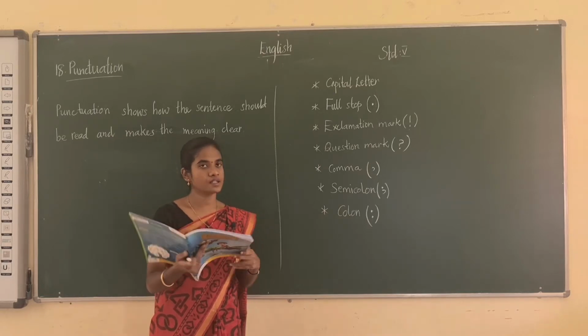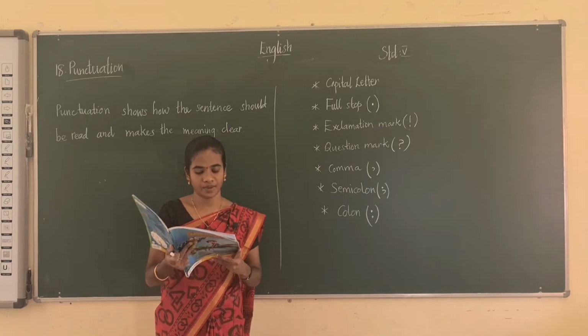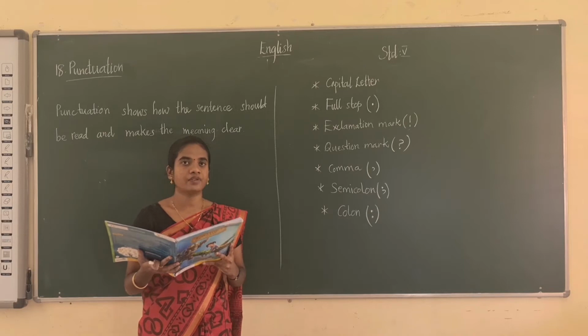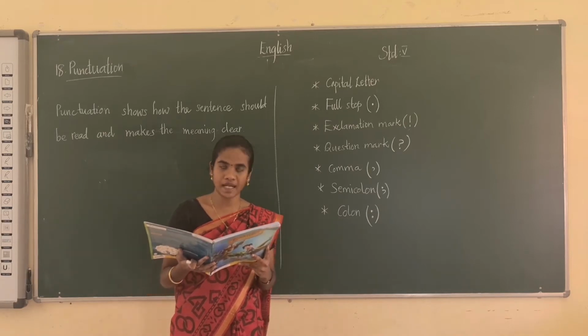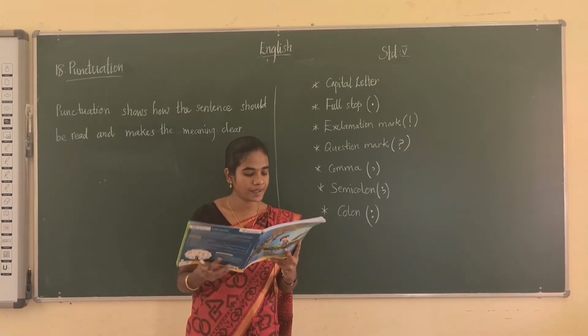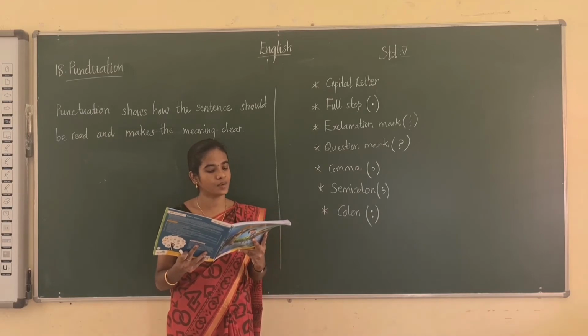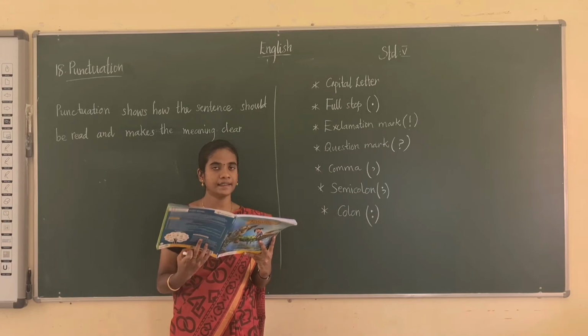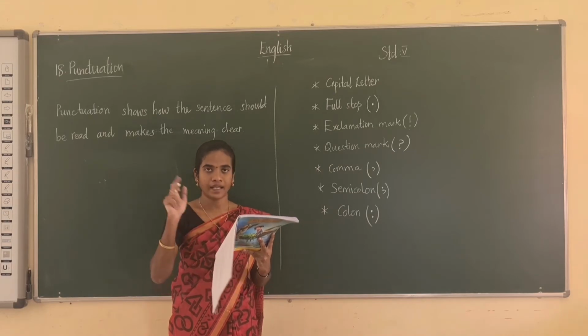Okay, the first one is what? It is the capital letter. A capital letter is used to begin a sentence. We all know that for beginning a sentence we have to use a capital letter. For example, he is studying for his test tomorrow. Here, he comes at the beginning, so you have to put a capital letter: H as the capital letter.